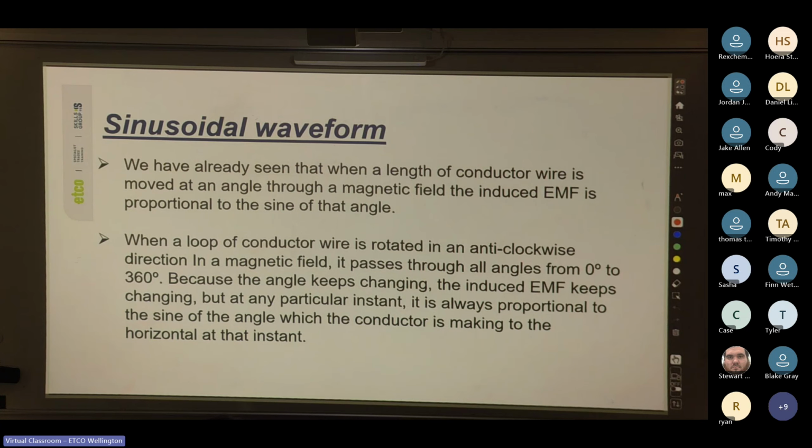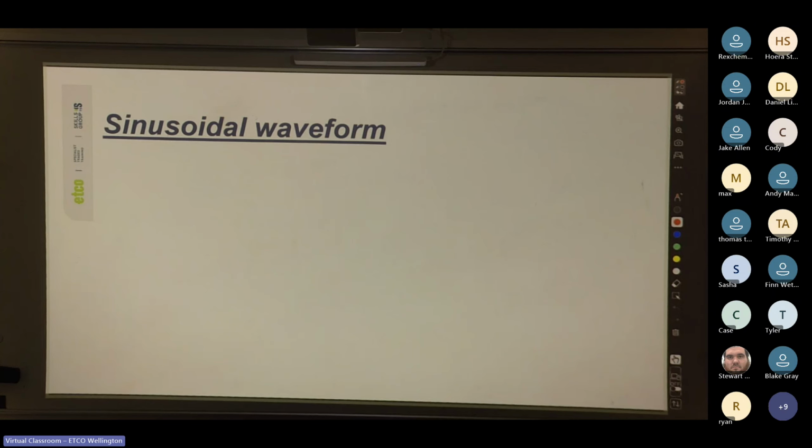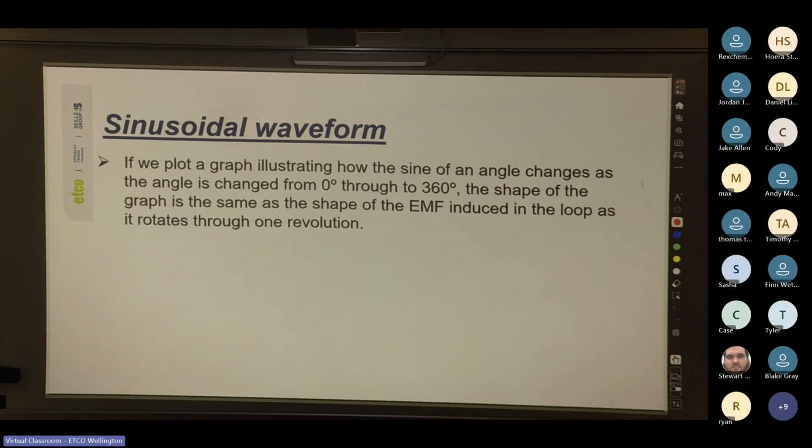Because the angle keeps changing, the induced EMF keeps changing. But in any particular instance, it is always proportional to the sine of the angle which the conductor is making to the horizontal at that instant. And always remember, we need motion in order for EMF to be induced. As soon as we stop moving the conductor, EMF stops being generated. We plot a graph illustrating how the sine of an angle changes as the angle is changed from 0 through to 360. The shape of the graph is the same as the shape of the EMF induced in the loop as it rotates through one revolution.